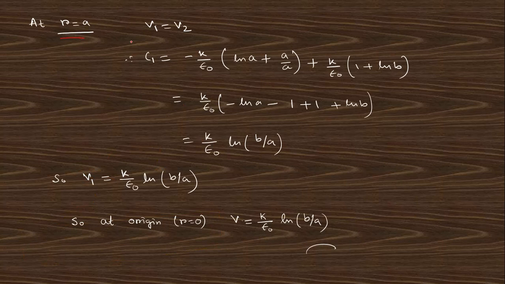Now at r equals a, v1 and v2 are equal. v1 is for r less than a, and v2 is for r from a to b. Using this condition you will get the value of c1, and putting in the value of c1 you will get v1. So at the origin, if you put r equals 0 in this expression, you will get the constant potential, that is ln b by a. Clear? Go to the next one.